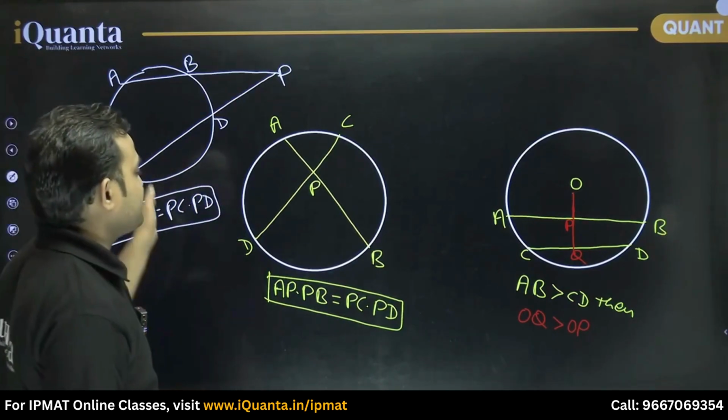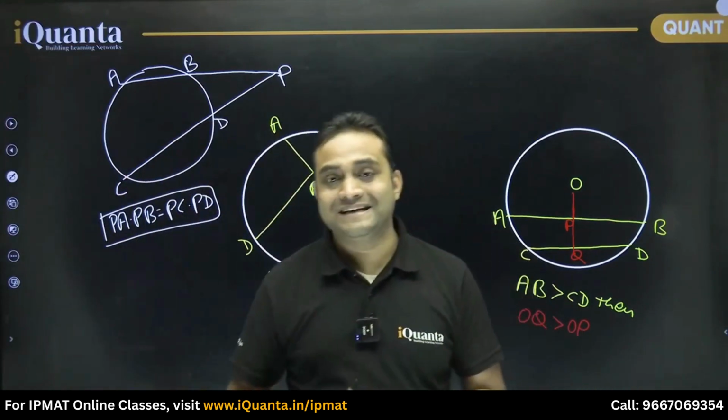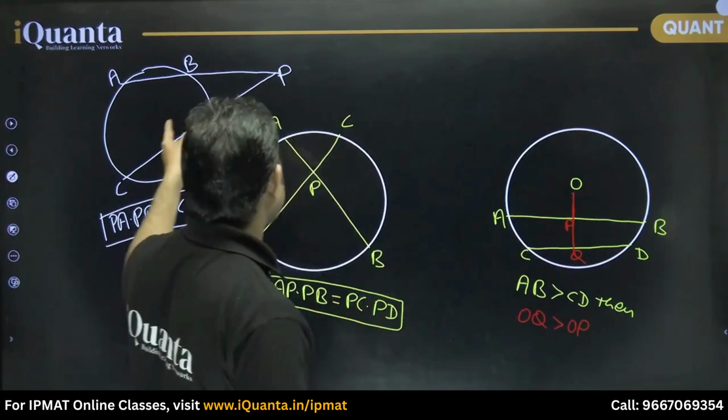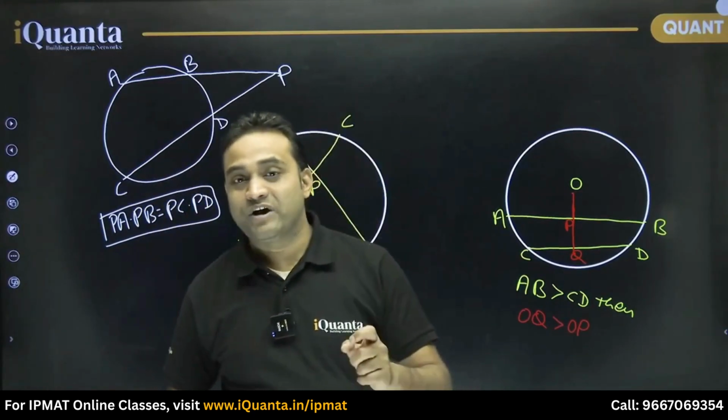So this is the same relation. But in one case chords are intersecting inside the circle, in the other case chords are intersecting outside the circle, and the intersection point is P.